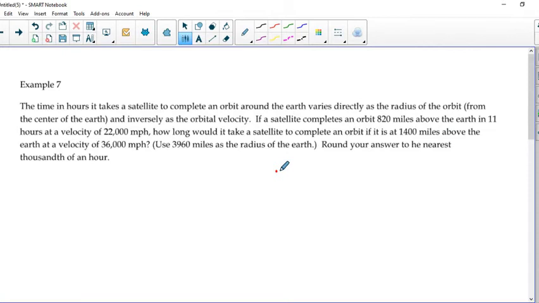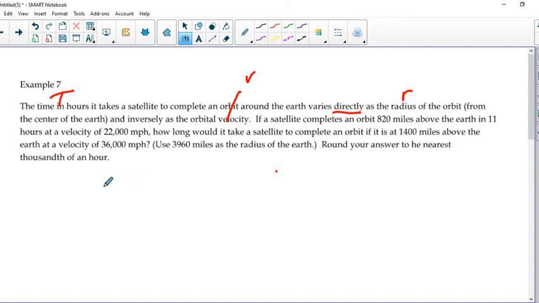Number 7, the time in hours it takes a satellite to completely orbit the Earth varies directly. This feels like a combined variation because there's a lot of words, so I feel like more is coming. So the hours it takes, time, so I'm going to say time is t, a satellite to complete an orbit around the Earth varies directly as the radius of the orbit, so r for radius, from the center of the Earth, and inversely as the orbital velocity. Let's put that at a v.